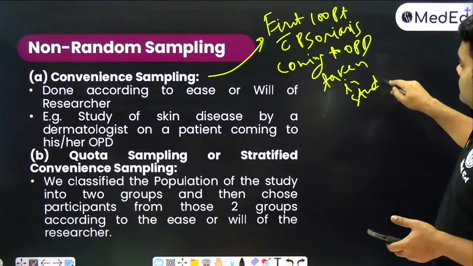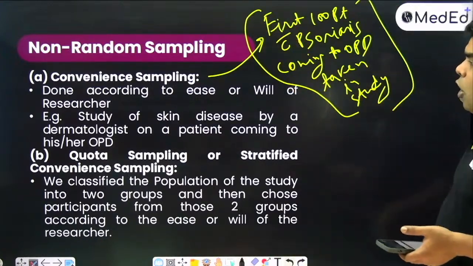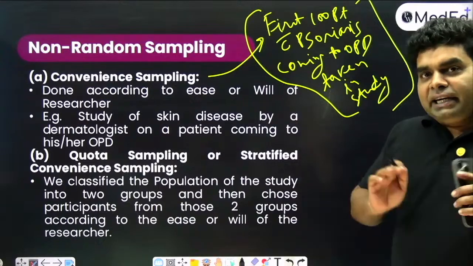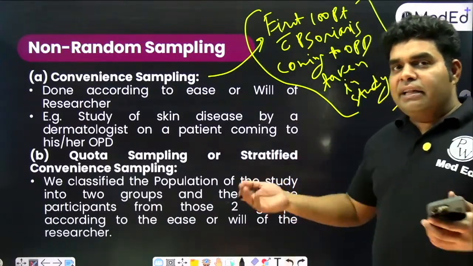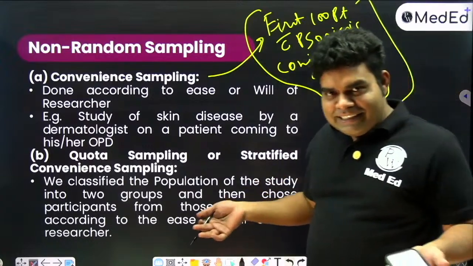So how is this sampling occurring? This sampling is occurring according to the convenience of the dermatologist, Dr. Avinash. He's sitting, patients are coming, and they are getting enrolled in it directly. So this is convenience sampling. Okay.